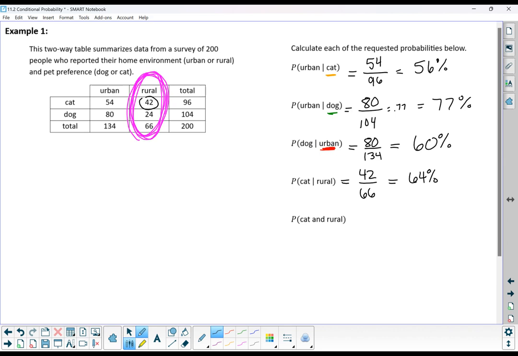Okay, our last one is not a conditional probability. You have to be sort of used to the notation and get used to noticing when things are conditional and when they are not. If it says the probability that they prefer a cat and they live in a rural environment, none of those things are known. That's just going to be out of the whole total of 200. And those who prefer cats and live in a rural environment, our numerator is going to be 42. So this is not conditional. It doesn't have that bar that tells us it's conditional. So that would be 21%.